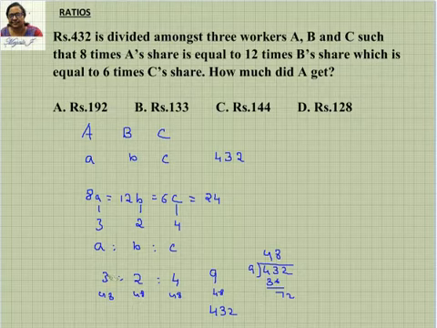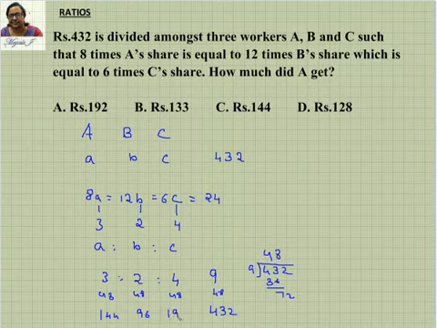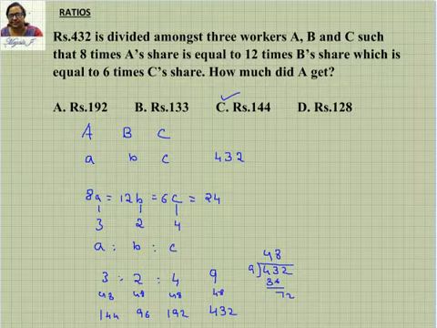Now you can find the values. 3 into 48 is 144. 2 into 48 is 96. 4 into 48 is 192, that is double of 96. So we found the values. It's quite easy, right? How much did A get? A's value we have found out here is 144. So the answer is 144. Now let's move to the next question.